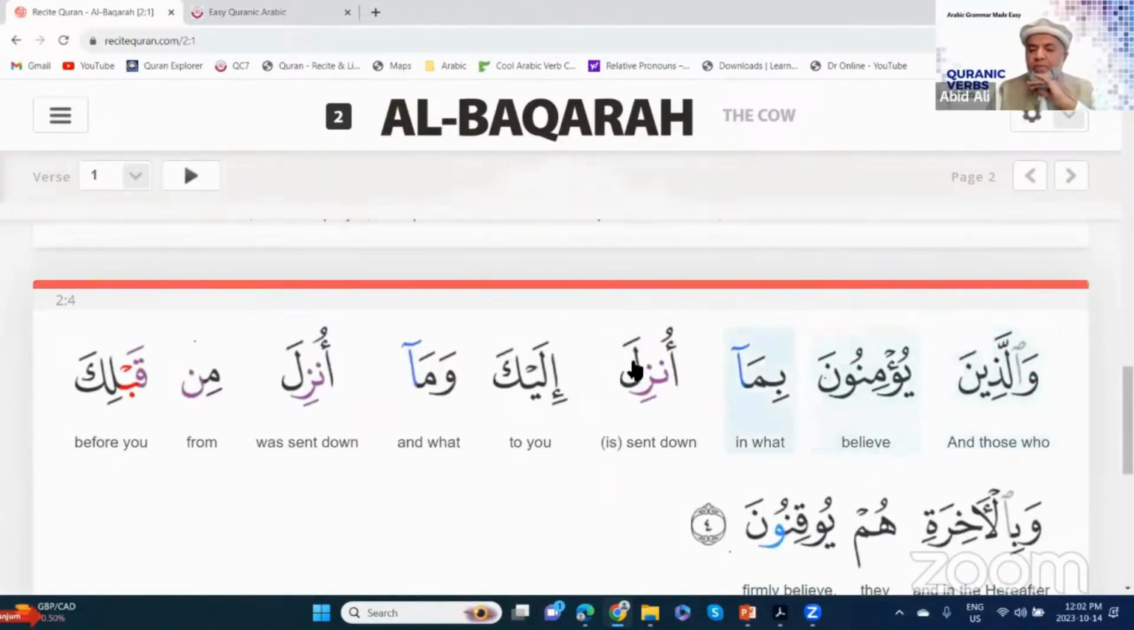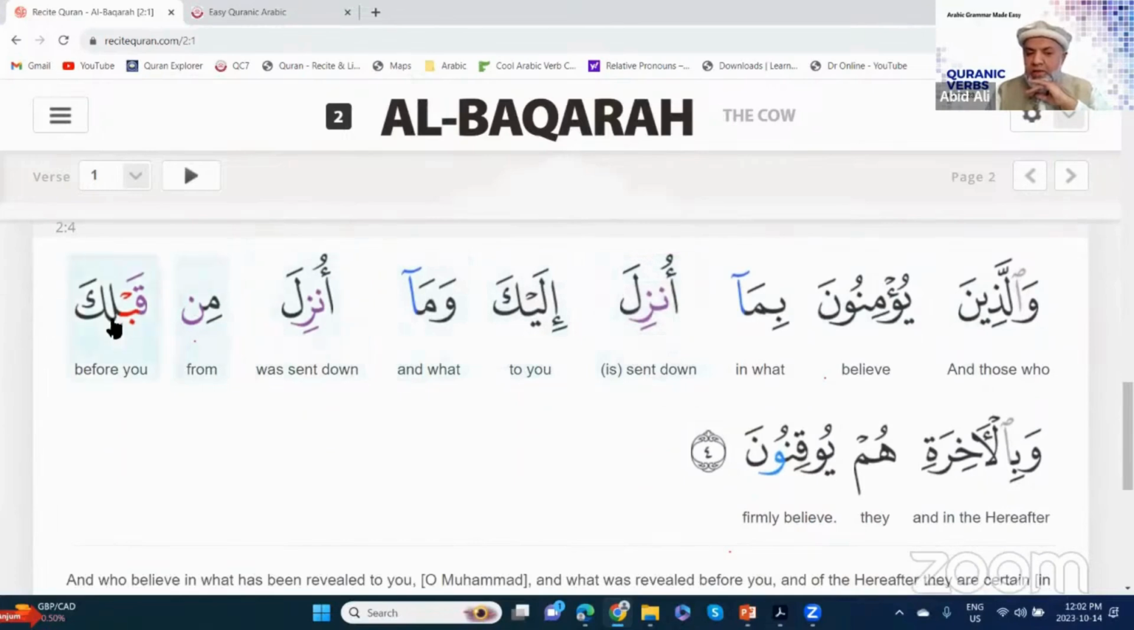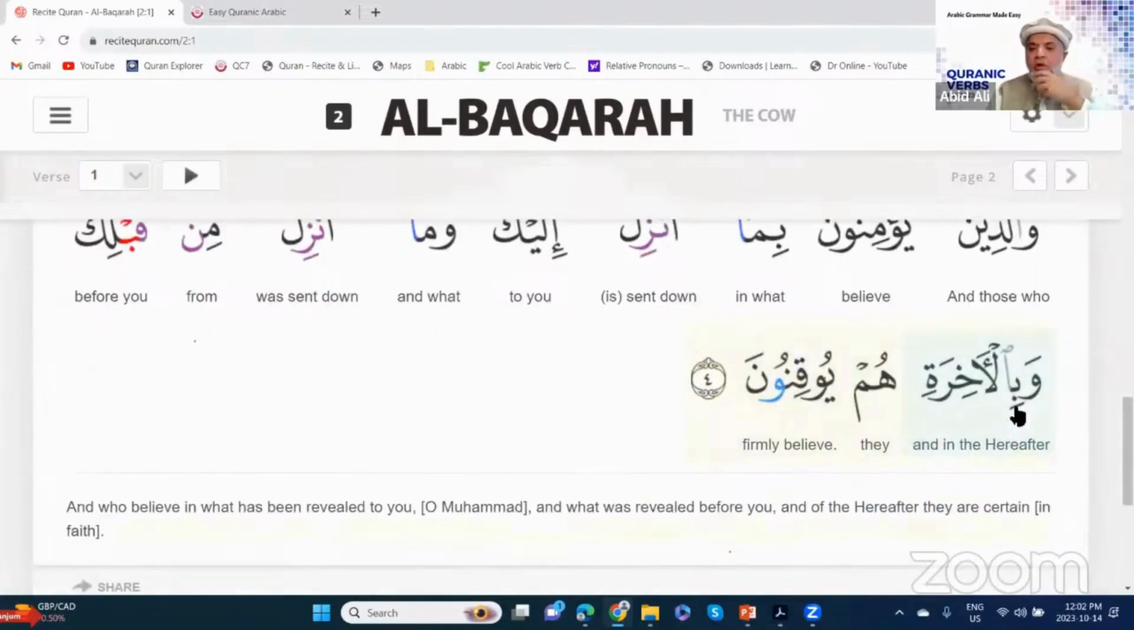So then what else do they do? Wallazina yu'minuna bima unzila ilayka. And those who believe in what is sent down to you. Now who is this you? Rasulullah sallallahu alaihi wasallam. And what was sent down to him? The Quran. Wa ma unzila min qablik. And what was sent down before him, or before you? The Injil and the Torah, and the other messages from Allah subhanahu wa ta'ala to the different messengers. Wa bil akhirati hum yuqinun. And in the hereafter, they firmly believe.